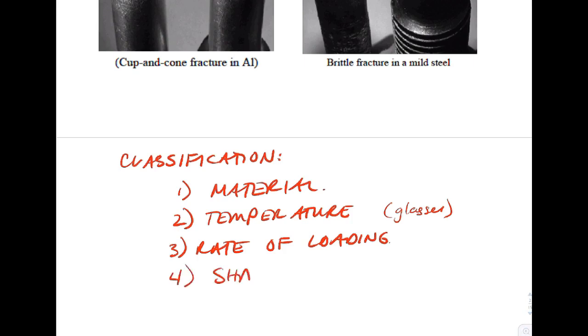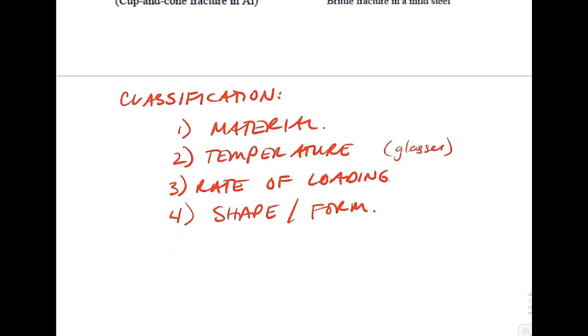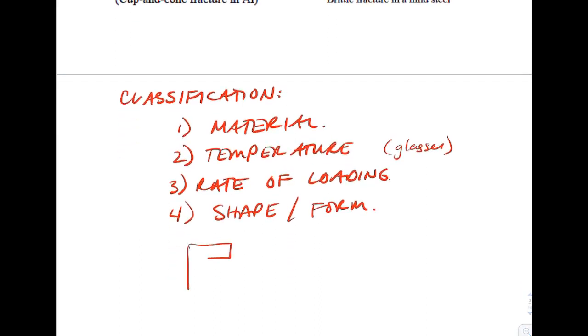It's also going to be the shape or form of the specimen. Something with a shape like this can have a strong stress concentration at that inside corner, so it may end up acting in a more brittle nature right at that stress concentration. And then the other one would be the chemical environment.